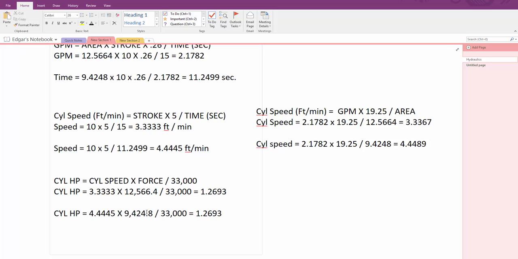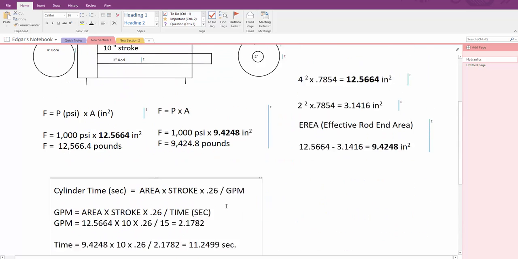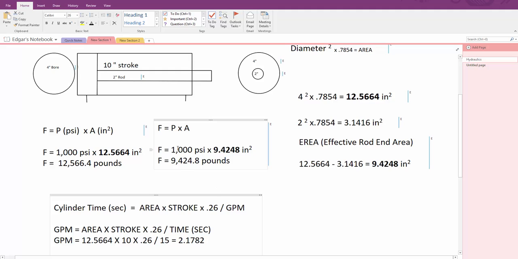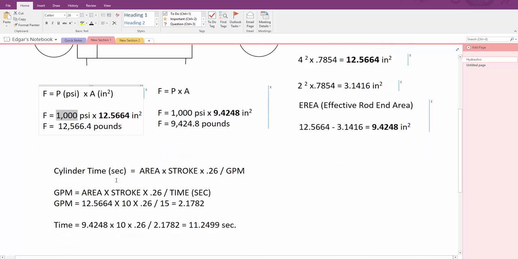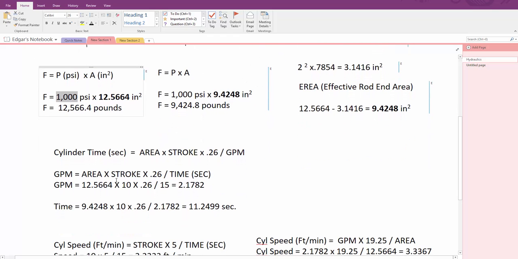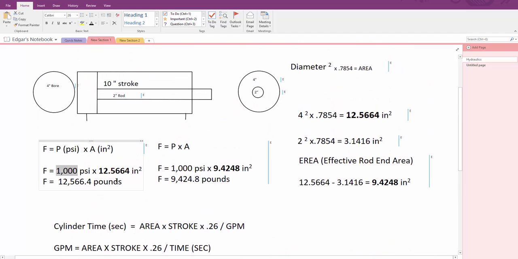1.2693. So now if we look at it, the same horsepower is calculated on the extension side as it is on the retraction side of the cylinder. The reason why we came out to be on the same horsepower is because we are using the same pressure, and we are using the same GPM to move the cylinder at the same pressure.